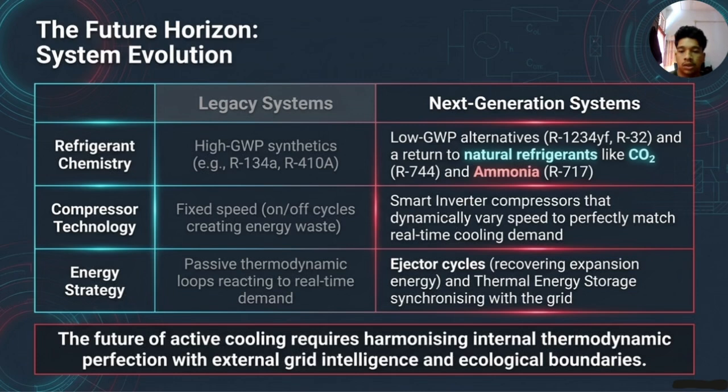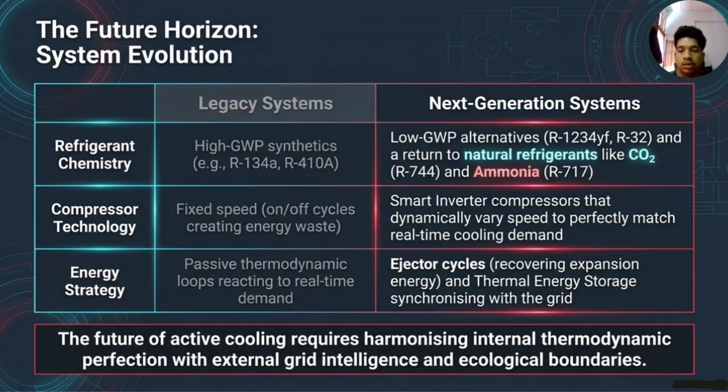The next one is the compressor technology. The older ones use fixed speed, so we cannot adjust the speed. We just turn the cycle on and off, which consumes a lot of energy. The next generation uses a smart inverter compressor that dynamically varies speed to perfectly match real cooling demand.